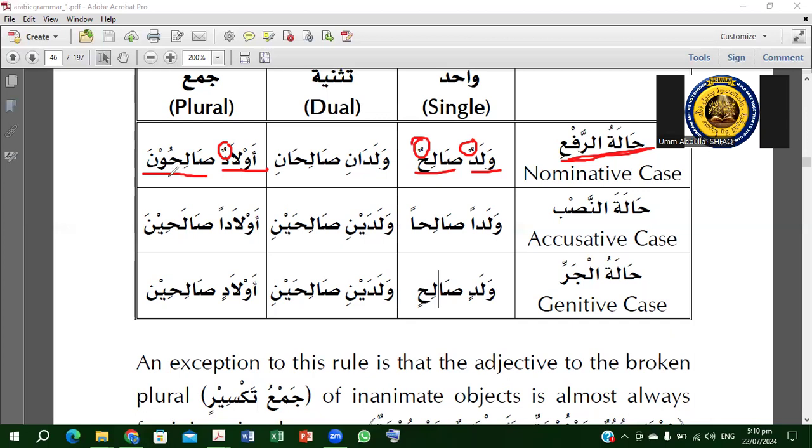How do we recognize halat rafa in sound plural? With waw noon. Instead of dhamma, halat rafa will be waw noon. Is that clear? Do you remember how we are practicing it now? So waladun salihun, this is singular, both with dhamma. But in plural, because one is broken plural and the other is sound plural, it should be awladun salihuna, righteous children. Is it good so far? Because they both are in halat rafa.